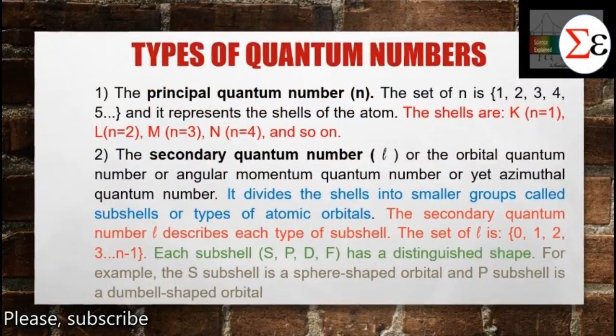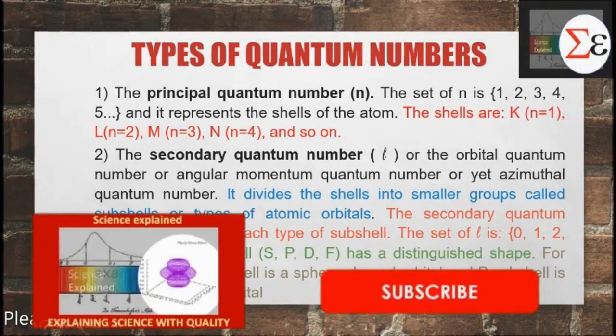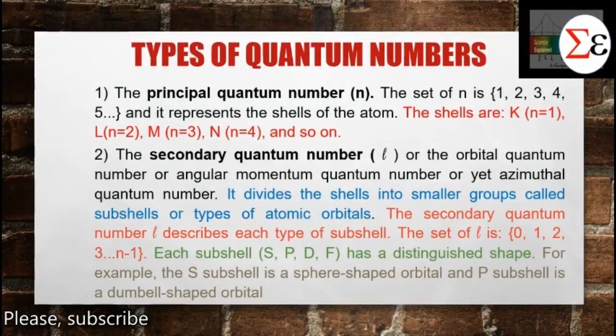There are four types of quantum numbers, as mentioned before. The principal quantum number n, whose set of discrete numbers is 1, 2, 3, 4, etc., and represents the shells of the atoms, like it was also known in the Bohr's theory, the old quantum theory. The shells are K, n is 1, L, n is 2, M, n is 3, n is 4, and so on.